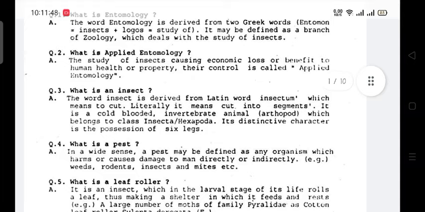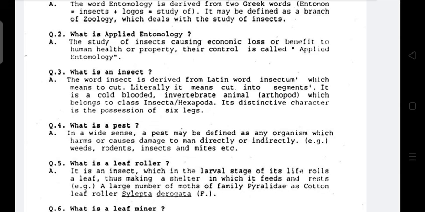Next is, what is an insect? The word insect is derived from Latin words. Entomology was from Greek and insect is from Latin word insectum, which means to cut. Actually, an insect's body is cut into different parts, which we call segments. So literally it means cut into segments.